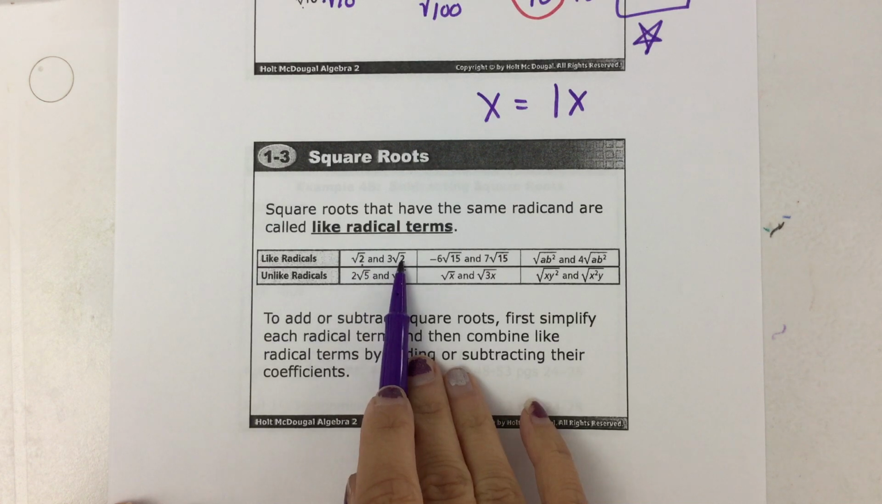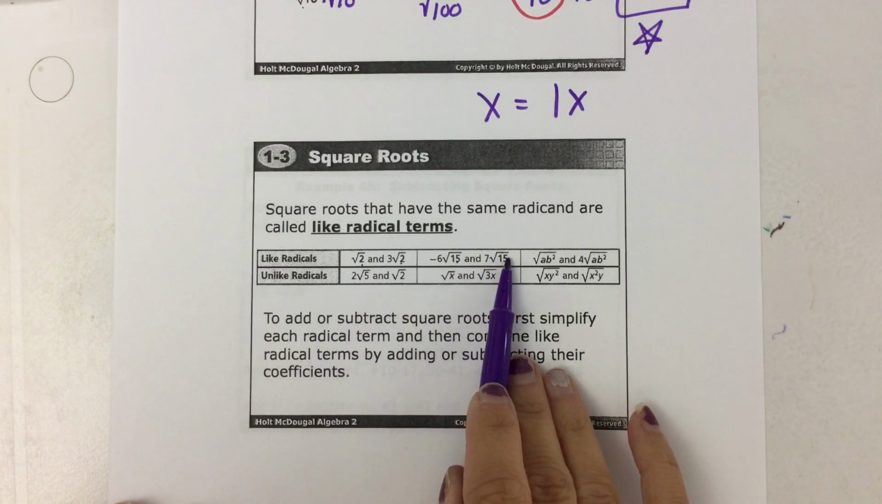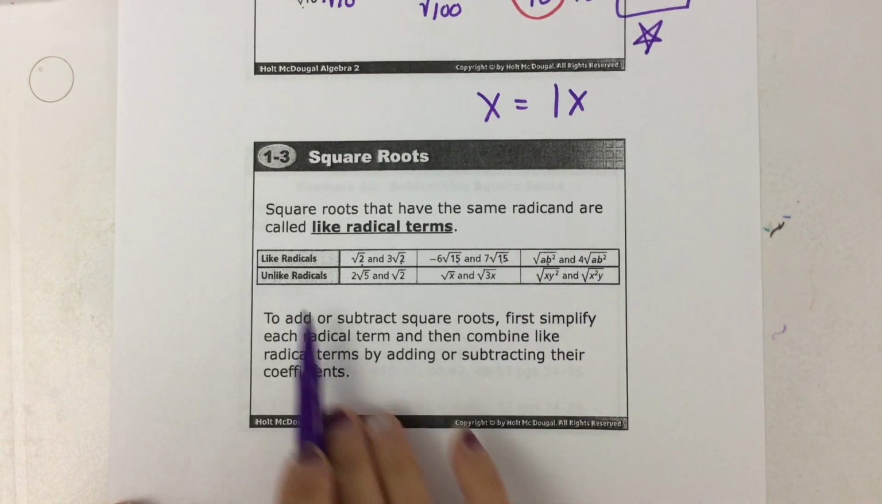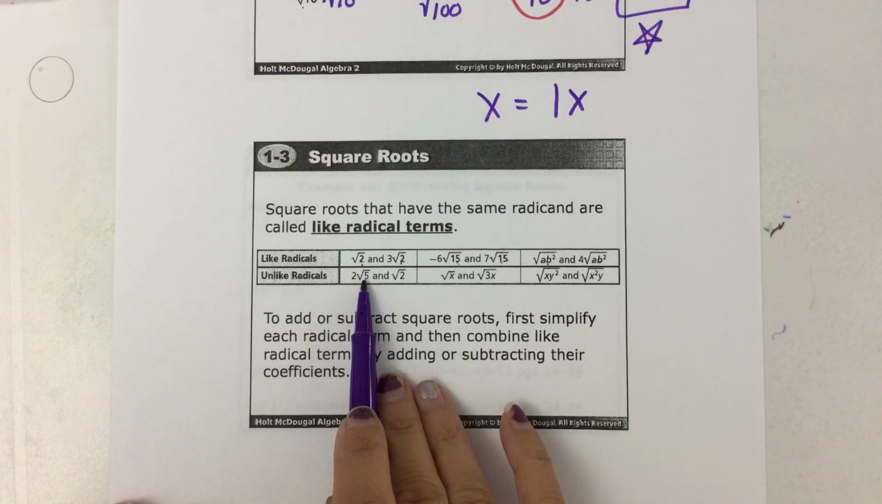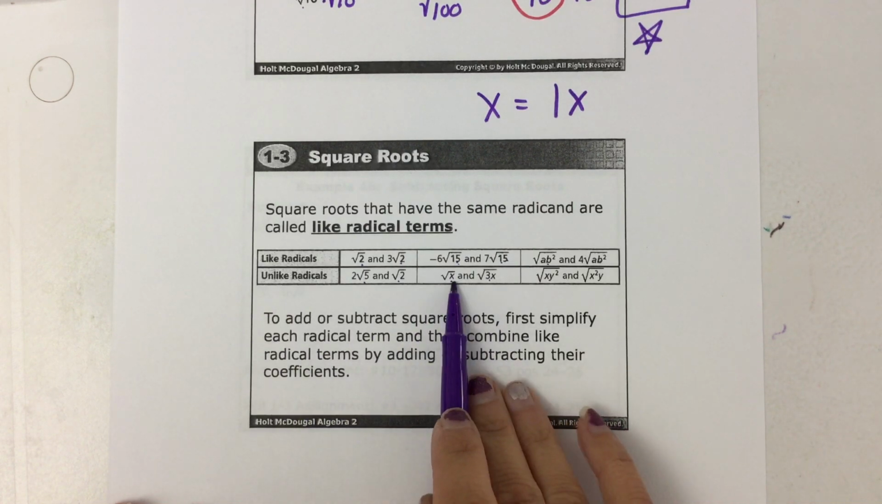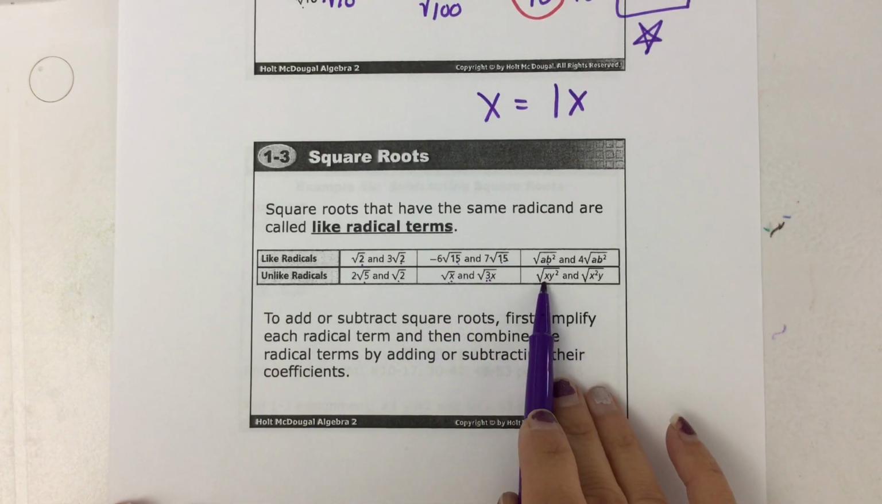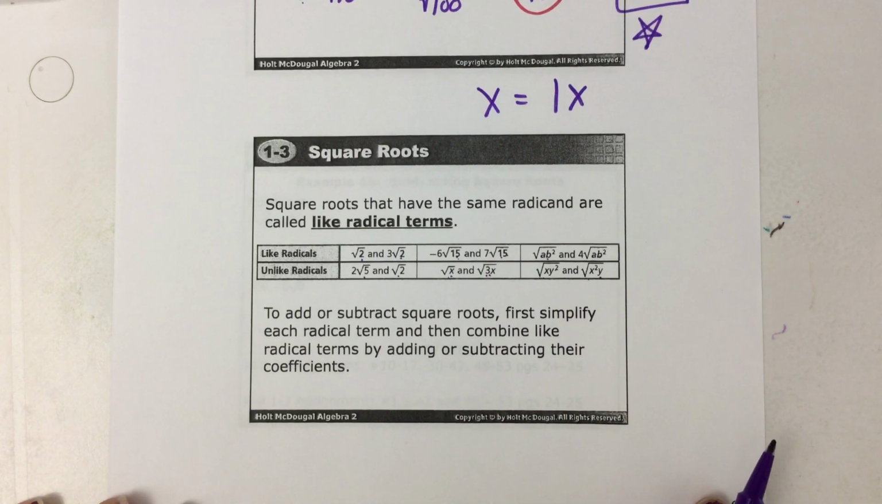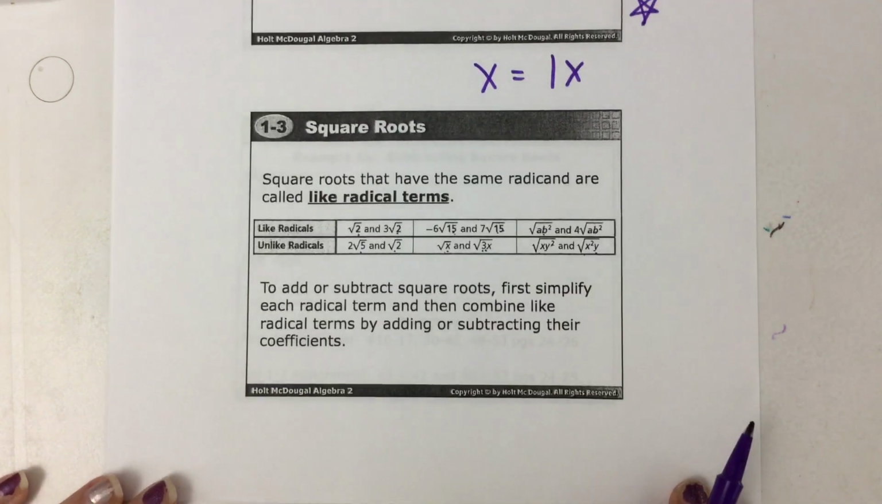Okay, so these are examples of like radicals. This is a square root of 2, this is a square root of 2. Underneath the symbol, they both have a 15. These both have 1a and 2 b's. Unlike radicals, this has a 5 underneath and a 2 underneath. It's not the same. This is an x and a 3x. They don't match. This is 1x, 2y, so this is 2x, 1y. Okay, so in order to combine them, you have to have the exact same thing.